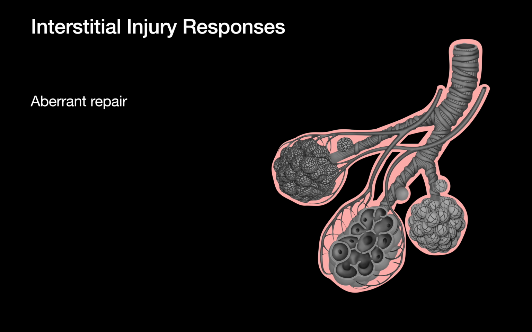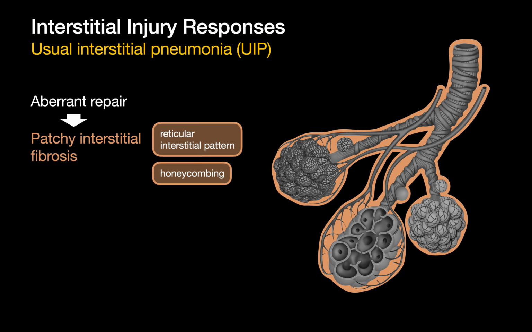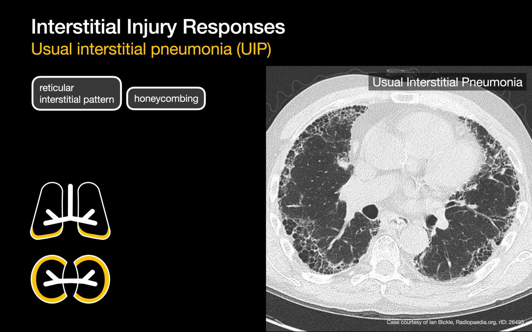In some patients, chronic microinjury to the interstitium leads to aberrant repair, resulting in patchy interstitial fibrosis and architectural distortion in a disorder we label usual interstitial pneumonia, or UIP. In UIP, this patchy interstitial fibrosis contributes to the appearance of a reticular interstitial pattern on CT and honeycombing in advanced cases of interstitial fibrosis. The imaging features of UIP tend to occur in the basal lung zones in the coronal plane and in the peripheral lung zones in the axial plane. The distribution of imaging features in these zones is generally uniform.